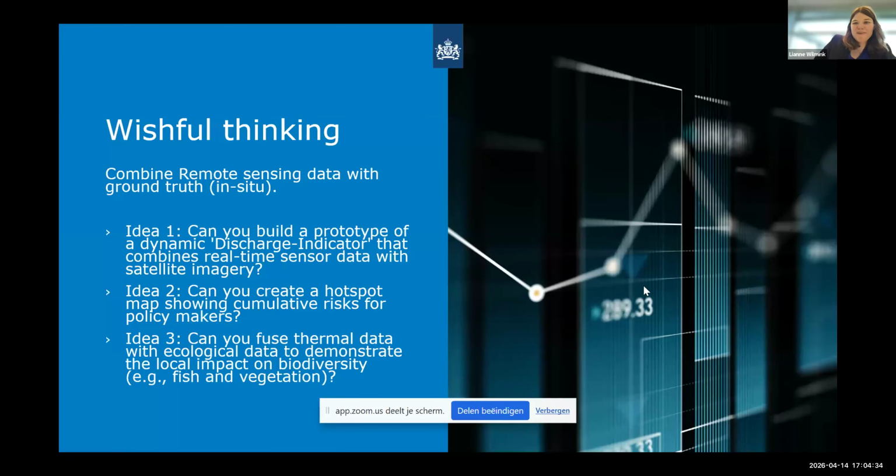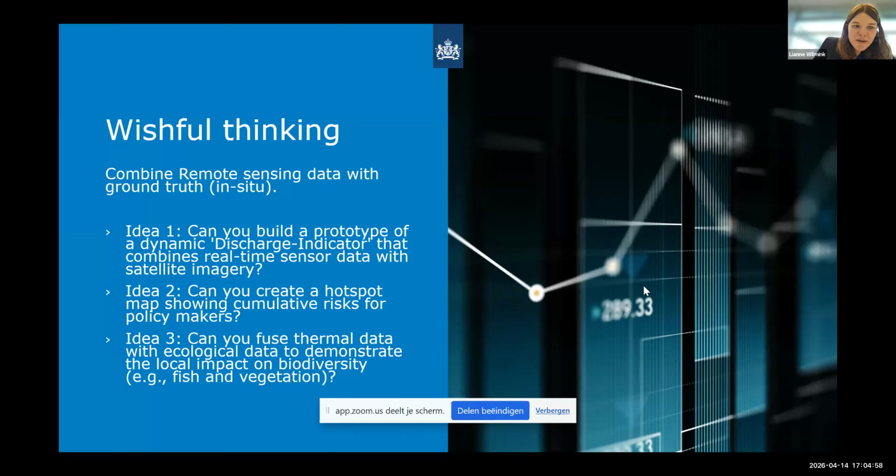What I would like to see is that we combine remote sensing with ground truth, so with in situ data. Just like explained in the earlier presentation, there's a lot of data available, and I would love to see that we use this in situ data with remote sensing data, so with satellite data. I have 3 ideas that I want to challenge you with.